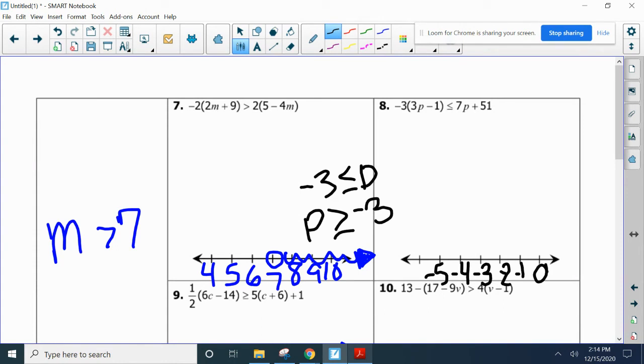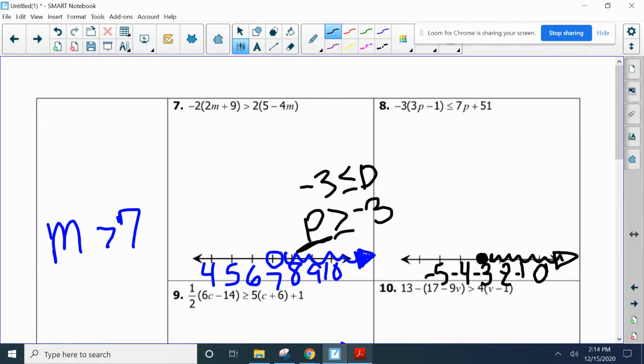All right. So first step, open or close circle. Closed. And then are we shading to the left or to the right? We want all the numbers bigger than negative 3. So we are going to shade to the right.